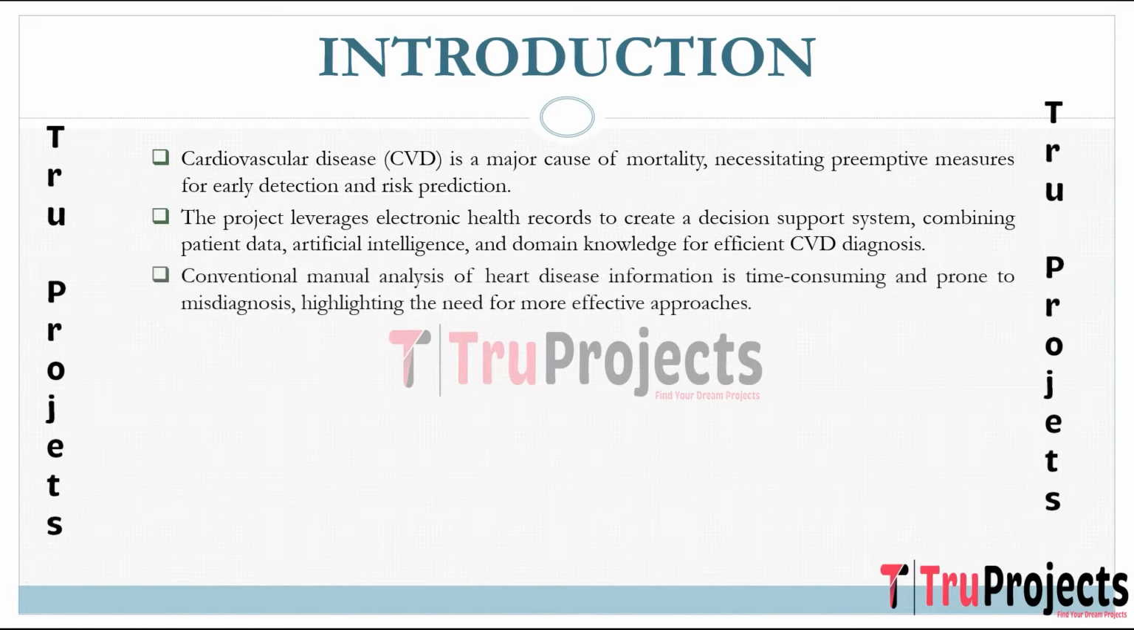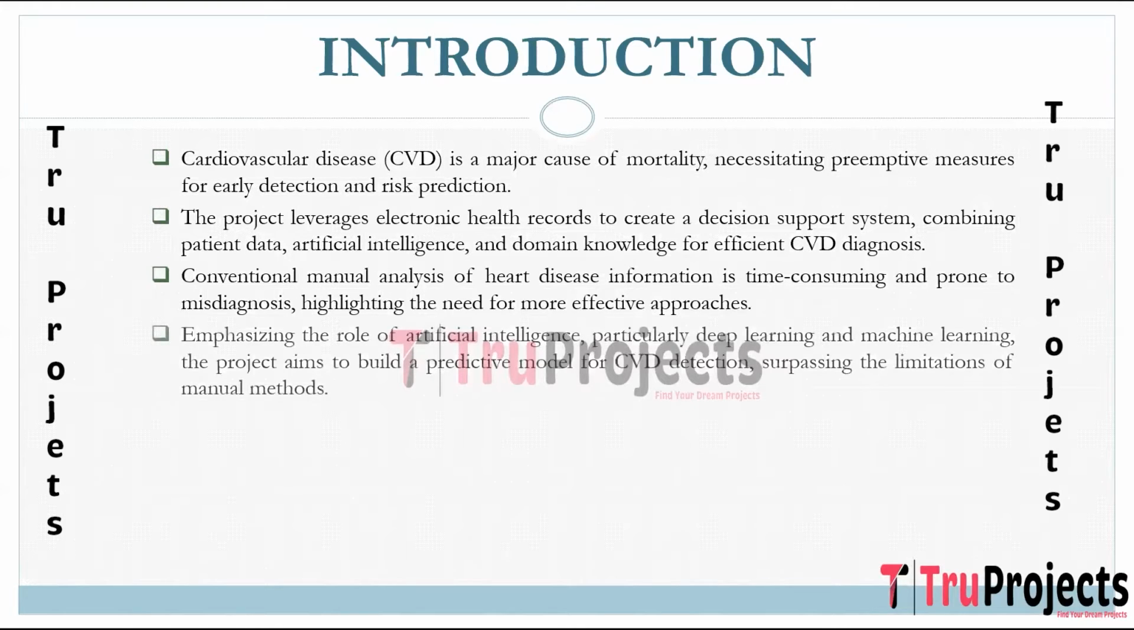Conventional manual analysis of heart disease related information is acknowledged as time consuming and prone to misdiagnosis. The project underscores the drawbacks of traditional methods and emphasizes the need for more efficient and reliable approaches to handle the complexity of CVD detection. The project positions AI, specifically deep learning and machine learning, as a powerful solution to overcome the limitations of manual analysis. The focus is on developing a prediction model that analyzes extensive healthcare information to provide more precise outcomes compared to traditional diagnostic methods.